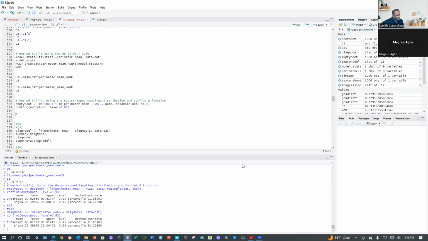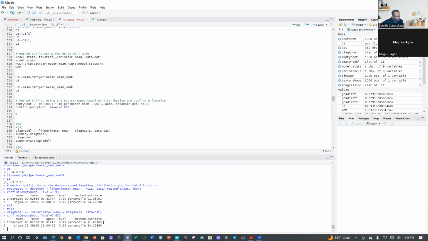Okay, it shows that, look at 93, lower bound 89, upper bound for the intercept. See, intercept? Intercept means like only Y bar only. Intercept means this one, okay? Y bar only, at 95%.